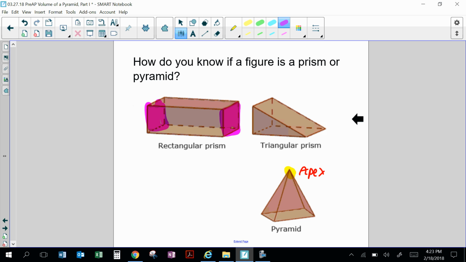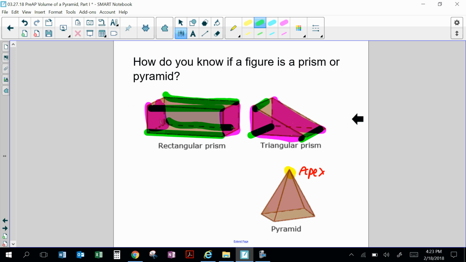Also, in a prism you have the area of one base, and the two bases are connected by the height. And here you only have one base. So the base for this one would be right here, and the height here would be right here. So here you have multiple heights, and here you only have one height.